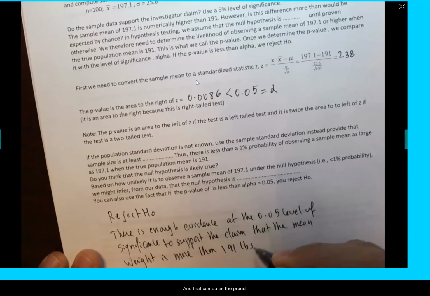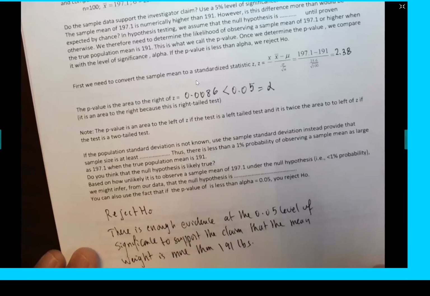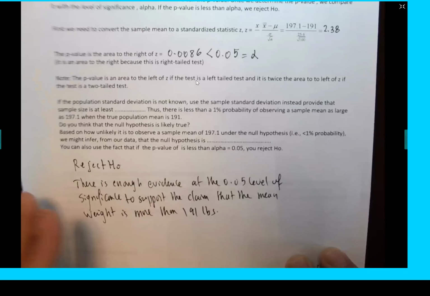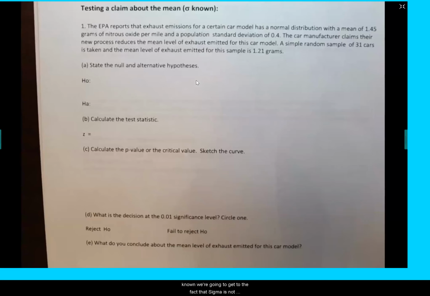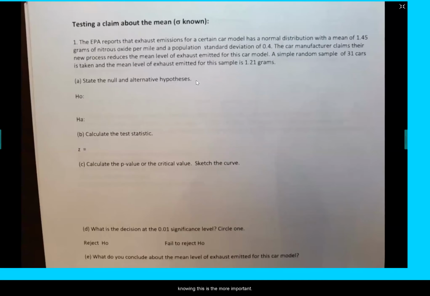And that concludes the problem. There you go. All right. One more, guys, about sigma known, and that would be it. I'm not going to do any more problems when sigma is known. We're going to get to the fact that sigma is not known. This is the more important fact.